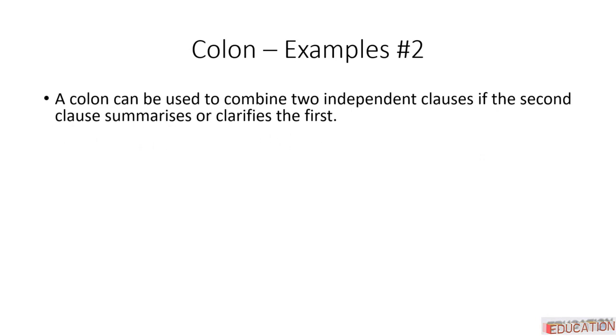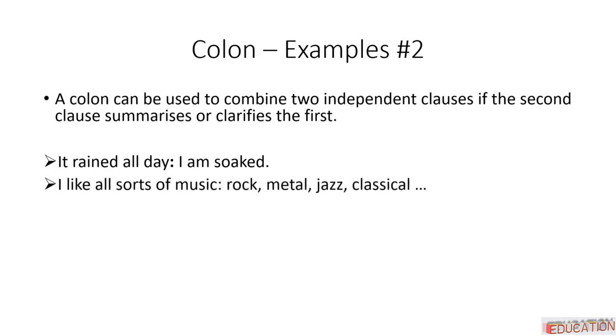And it can be used to combine two independent clauses if the second clause summarizes or clarifies the first. It rained all day: I am soaked. And the colon is between the two because the being soaked kind of summarizes or clarifies the fact that it rained all day. Or you can say, I like all sorts of music: rock, metal, jazz, classical, and again that clarifies. It's also a list.